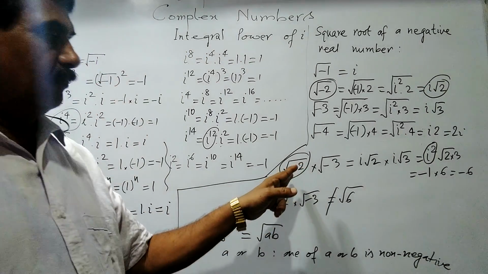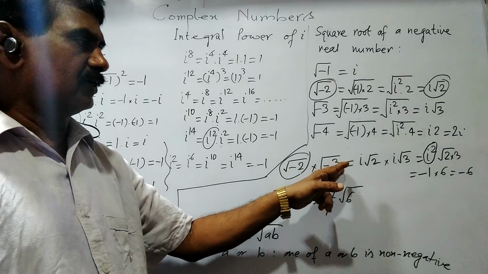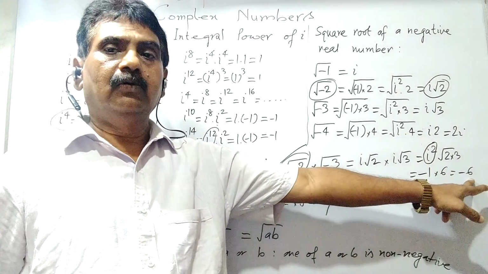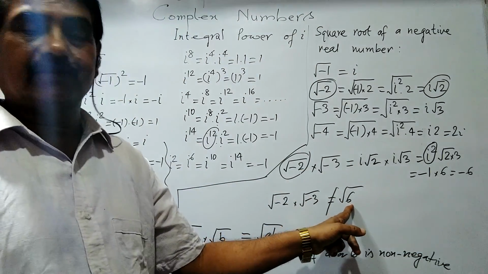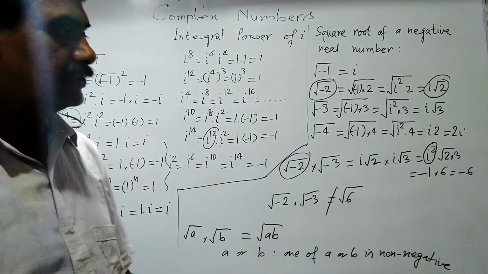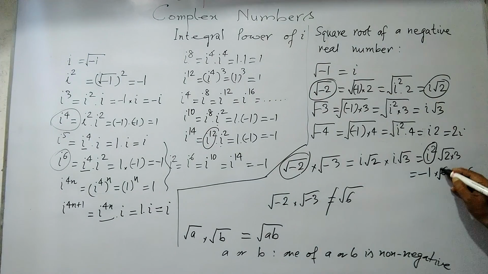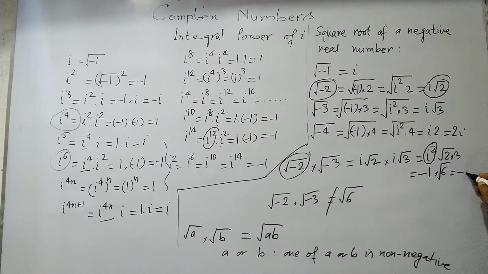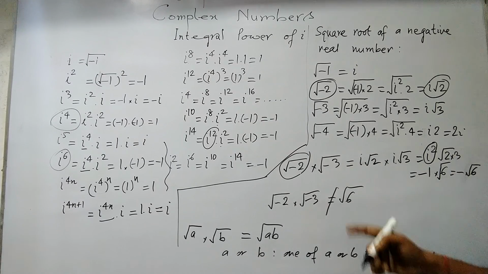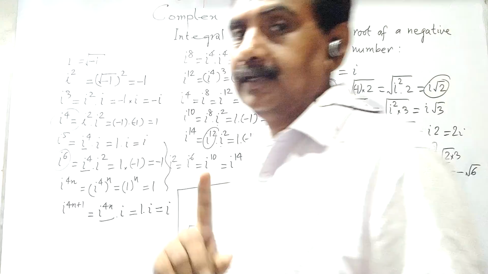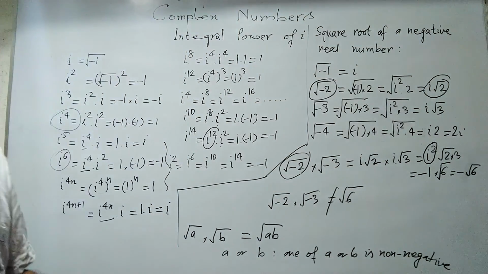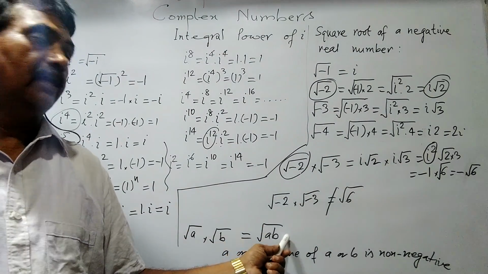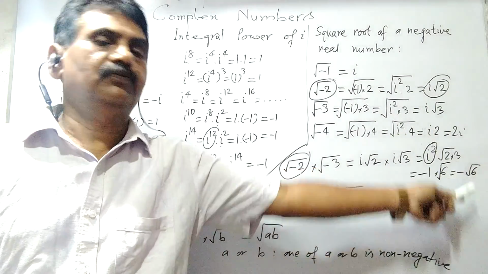So that is the thing. Root under minus 2 into root under minus 3 is equal to minus root 6, not root under 6. Okay. Only when one of root A or root B is positive can this be root AB, otherwise it will be minus. Okay.